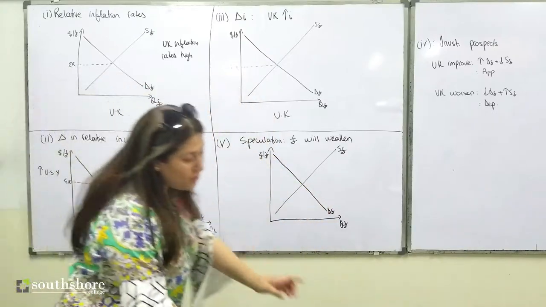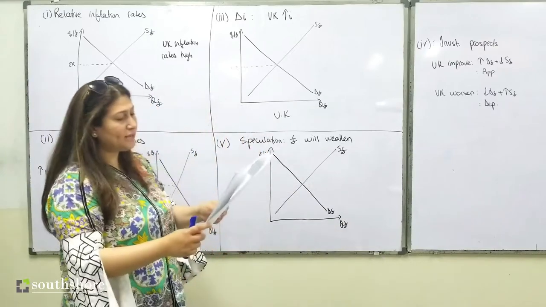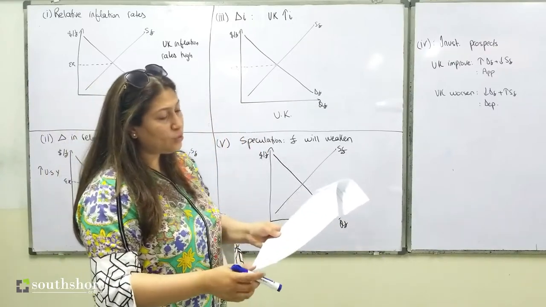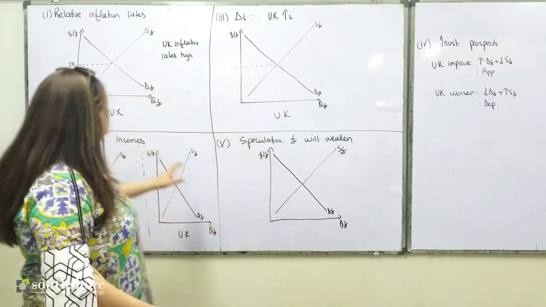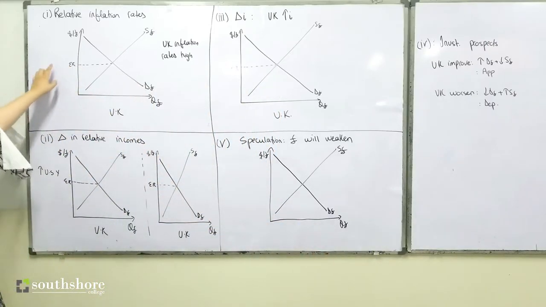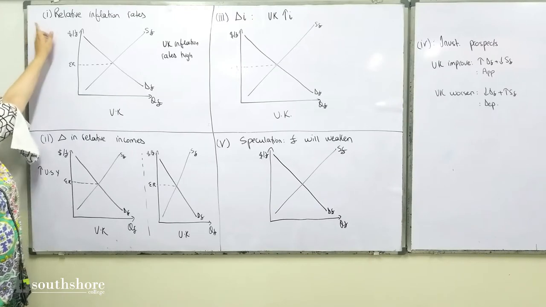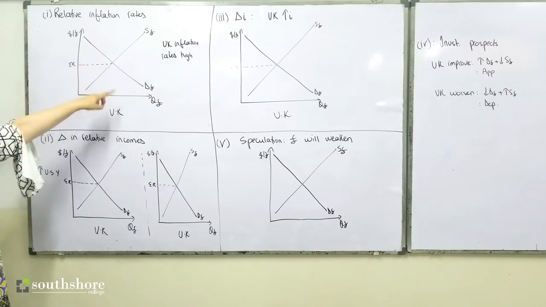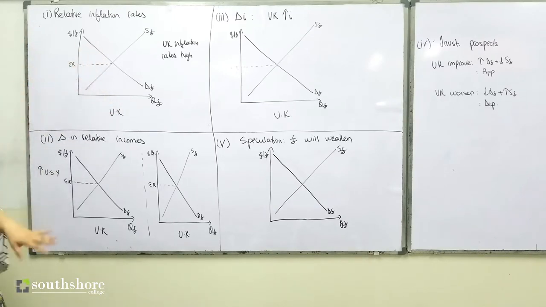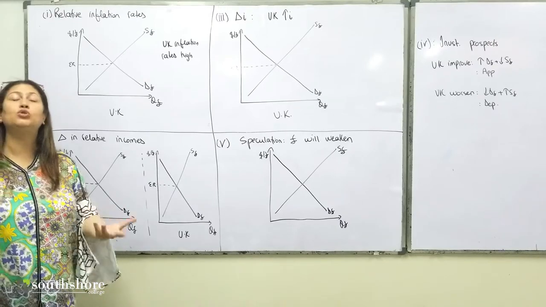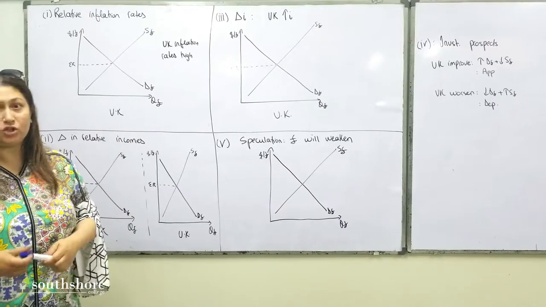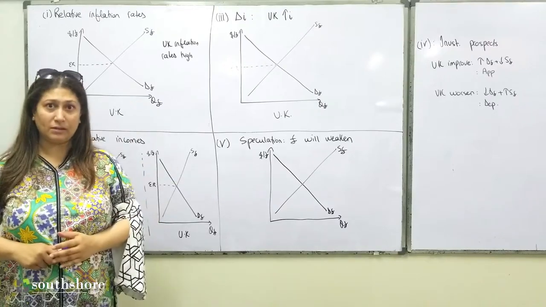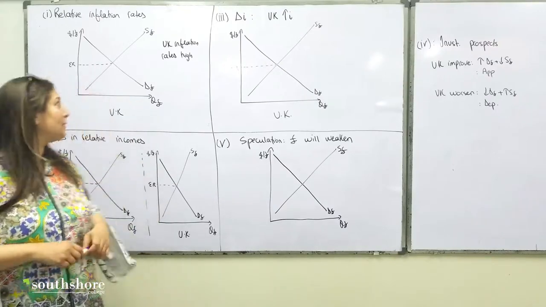Over here you have number one, written relative inflation rates. The example I've given is if the UK experiences a rate of inflation higher than that of its trading partners. This is the diagram corresponding to number one. Here's the currency so far, your demand, your supply, your equilibrium. And suddenly inflation becomes a huge problem in the UK. The UK is experiencing extremely high rates of inflation as compared to its trading partners. What will happen to its currency?